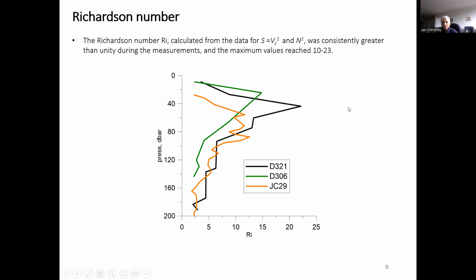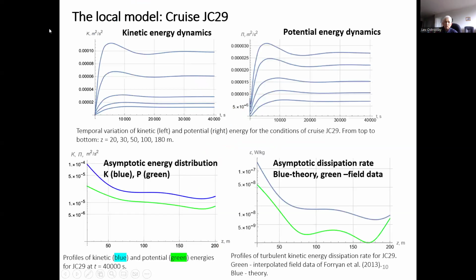So now we should apply it and show that turbulence still may exist, like we see from the experiment. First, we took one cruise. We consider all depths, and this is the time variation between different depths. And you see all of them grow from some initial value, which we take very small, and then everything goes to a constant. Here's a constant, there's a constant, and so on.